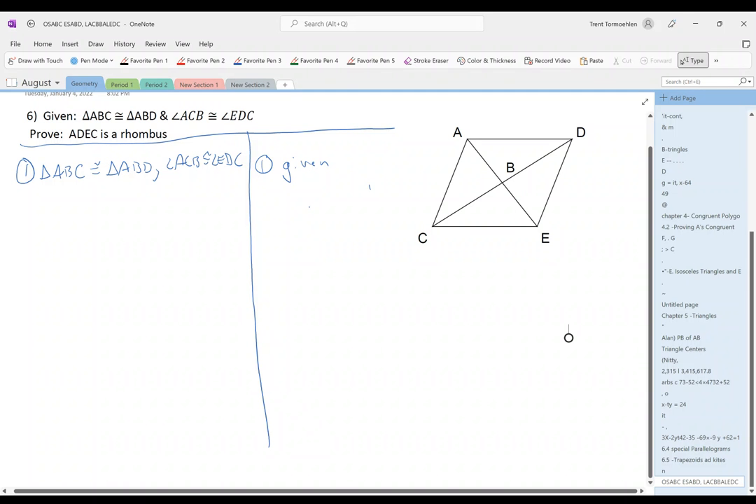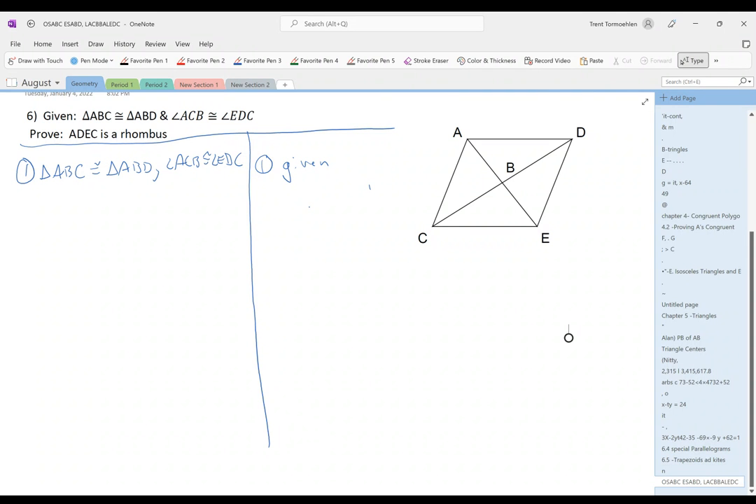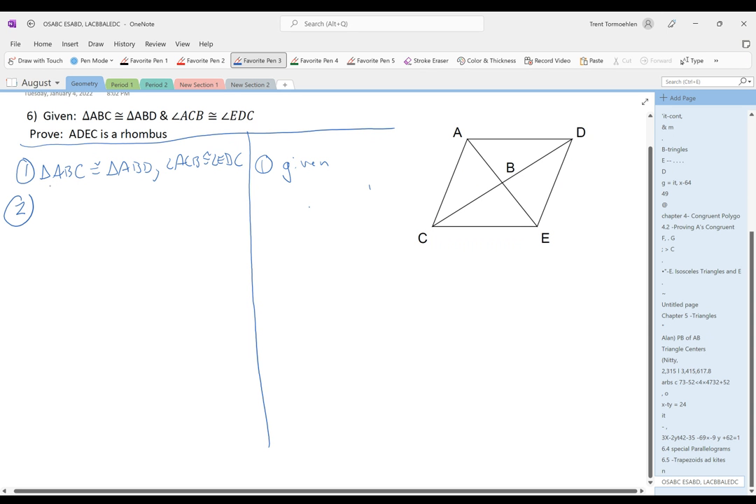So in this proof, we want to prove that ADEC is a rhombus. And the simplest way to prove something a rhombus is usually to show that all the sides are congruent, which is what we're going to try to do here. We can start, because of the fact that we got two triangles congruent, by knowing that AC is congruent to AD by CPCTC, or corresponding parts of congruent triangles are congruent.